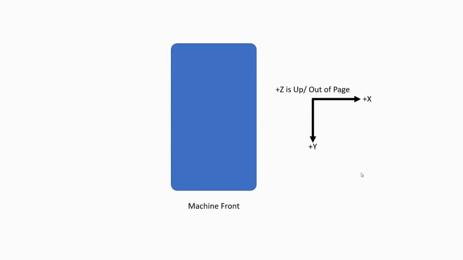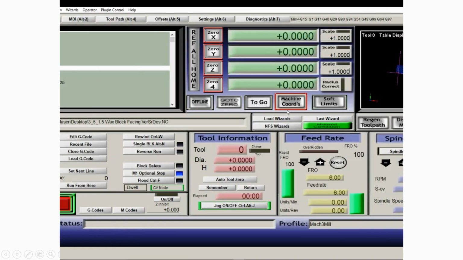An important thing to note for the axes of our machine: if this was the front of our machine and this was our wax blocks, our Y positive will be going in this direction, our X positive will be going in this direction, and the Z will be up, or in this case, coming out of the page.